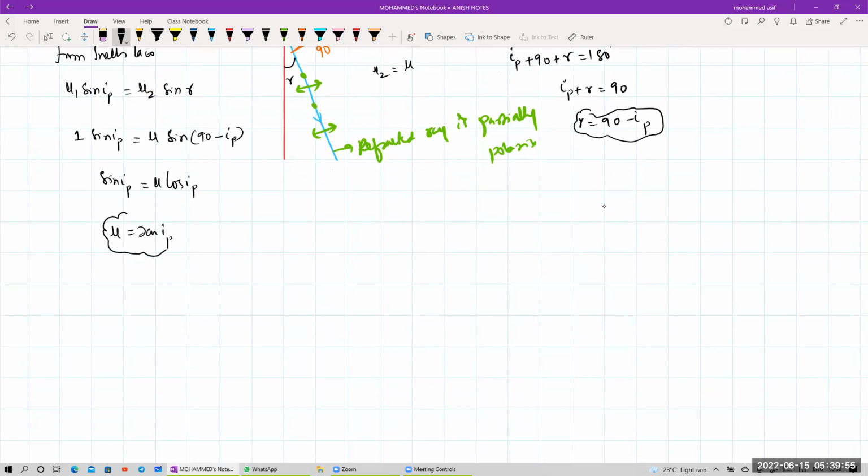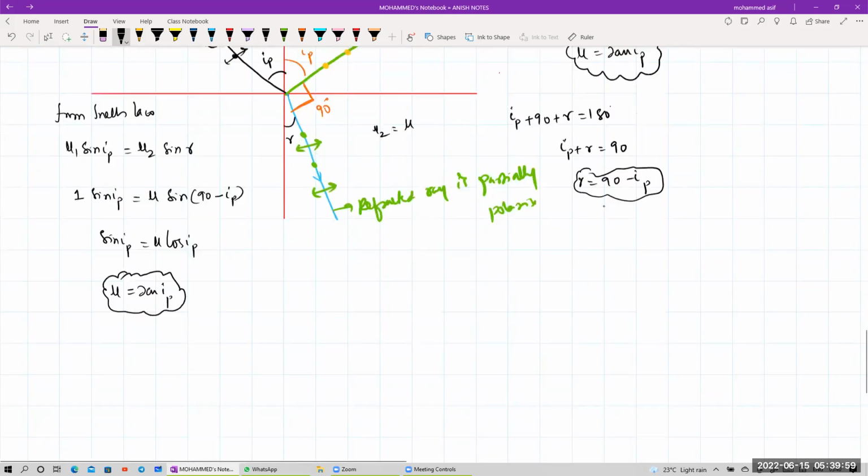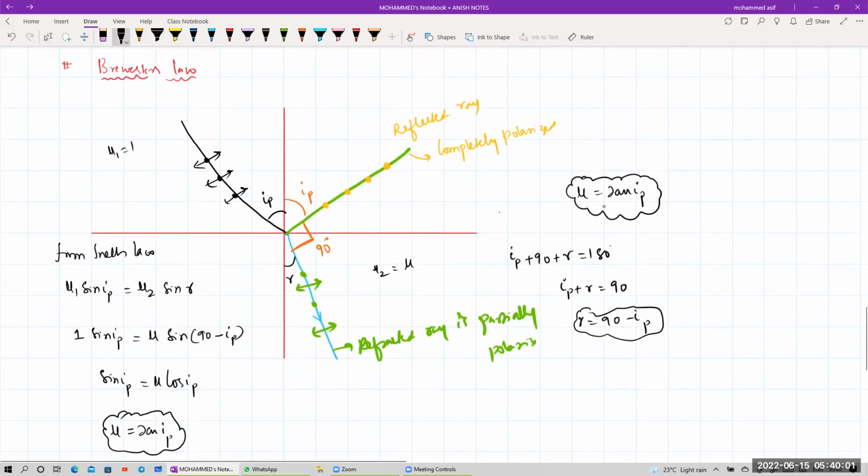Got an idea? Yes, sir. So I'm asking a theoretical question here: at this particular angle, which ray is completely polarized and which is partially polarized? The reflected ray is completely polarized and the refracted ray is partially polarized. Clear? Yes, sir. No doubt in this one? No, sir.